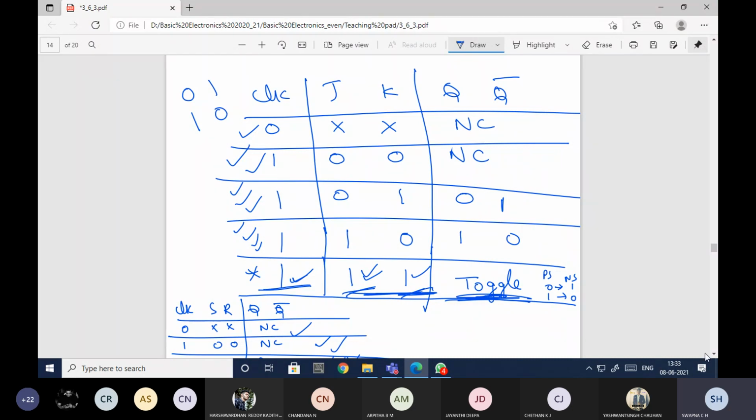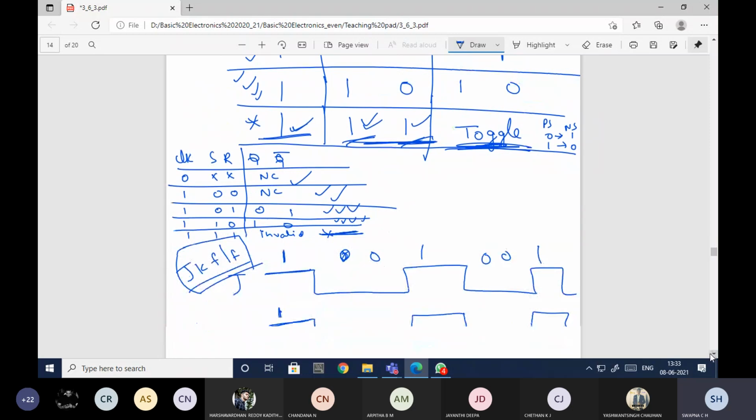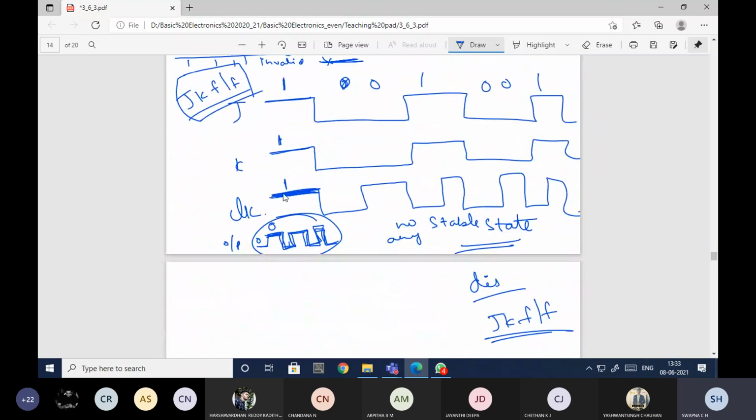But what is happening here, as I've already shown, when J is equal to 1, K is equal to 1 and clock is equal to 1, if I consider the present state is 0, the next state will become 1. Again it will toggle to 0, again to 1, 0, 1. So this toggling will happen until I get a negative clock again. This is the drawback.